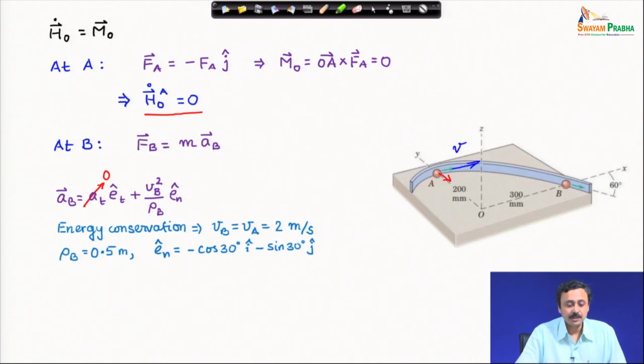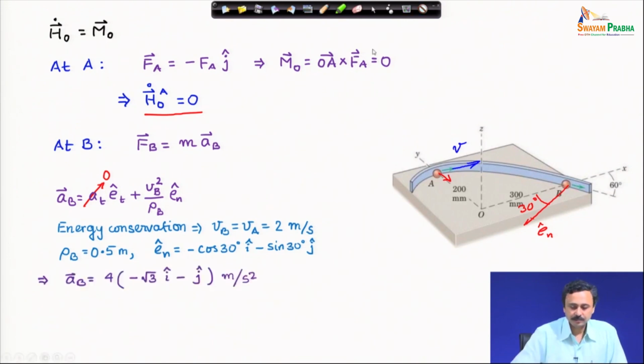Direction of e n cap can be easily found. This is e n cap, this angle is 60 degree. So, the tangent makes 60 degree, therefore, this must be 30 degree. Therefore, e n cap vector in the x y z coordinate system can be represented as minus cosine 30 i cap minus sine 30 j cap. Radius of curvature is 0.5 meter as specified.